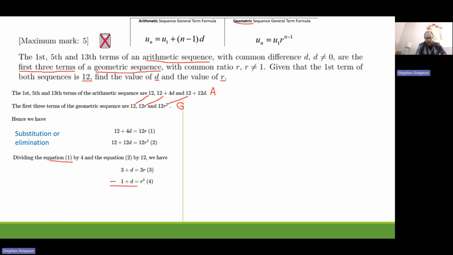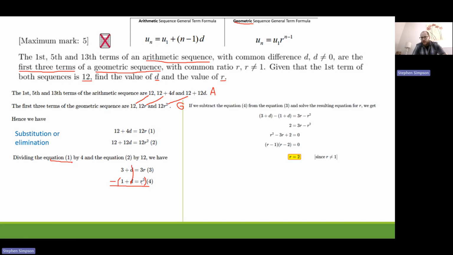And if you remember elimination, you want to either add or subtract the two equations together. In this case, we're going to subtract the bottom equation because when we subtract d minus d, the d's get eliminated. And we get a simpler equation that only has one variable. And that's basically this equation right here. So that's what I get when I subtract this top equation minus this bottom equation. 3 minus 1 is 2. 3r minus r squared is 3r minus r squared because those don't simplify.